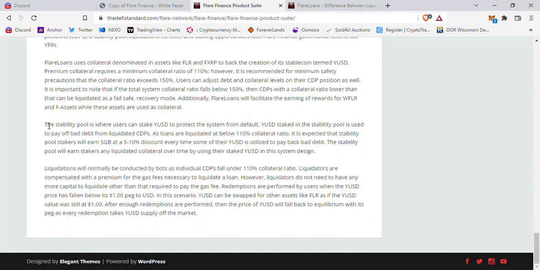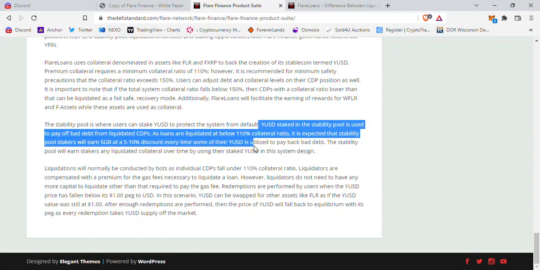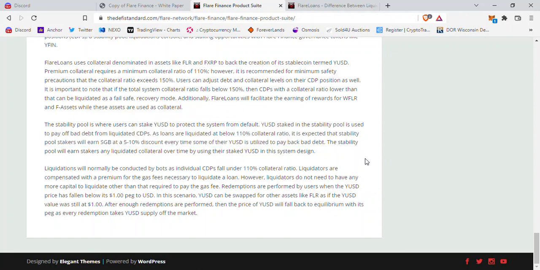So the stability pool is where users can stake YUSD, or Canary Dollar in the case of ExFi, to protect the system from default. YUSD staked in the stability pool is used to pay off bad debt from liquidated CDPs. As loans are liquidated below that 110% collateral ratio, it is expected that stability pool stakers will earn Songbird at a 5 to 10% discount every time some of their YUSD is utilized to pay back debt. And so that is one of the incentives of providing to these stability pools.